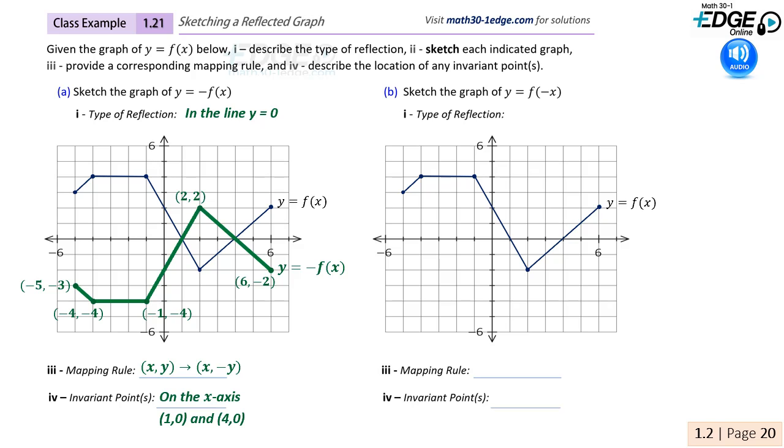Notice also that every single point had its y-coordinate changed without changing its x-coordinate. That's why the mapping rule shows (x, y) becoming (x, negative y). The x is not changed, only the y is. Our invariant points here were the 2 points on the x-axis, which were (1, 0) and (4, 0). Those x-intercepts will be the only invariant points under this reflection. Try the right side.